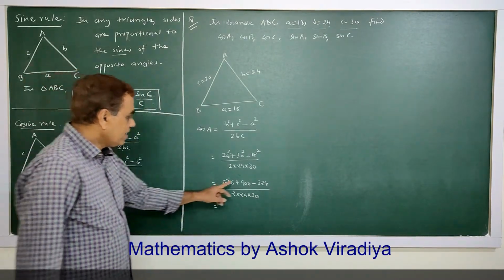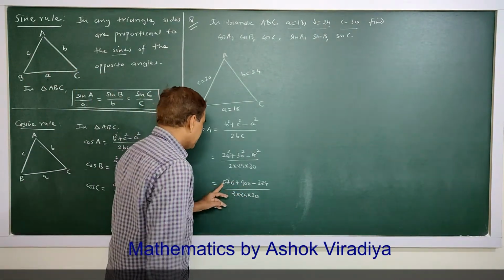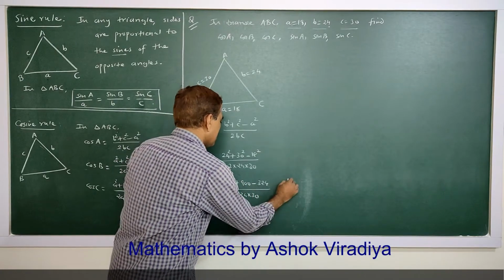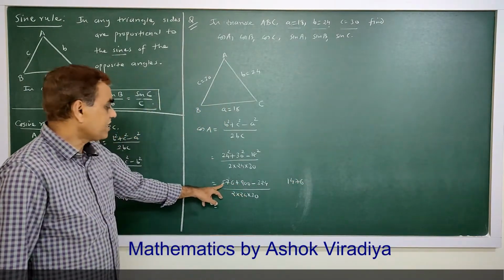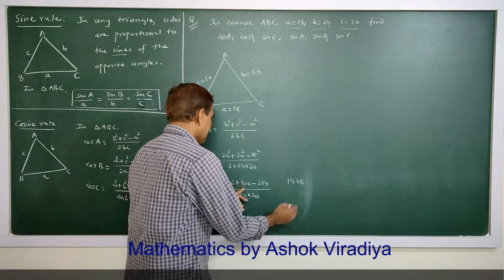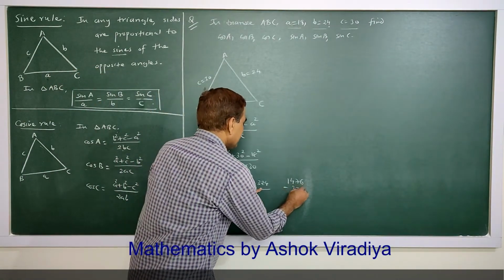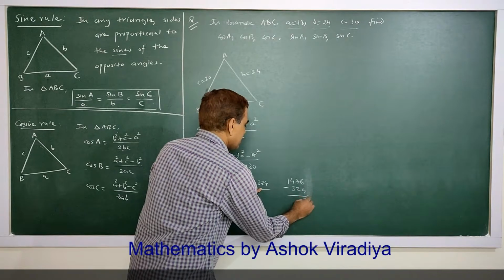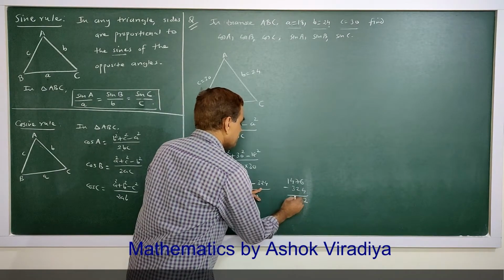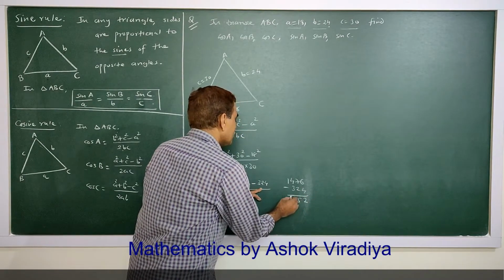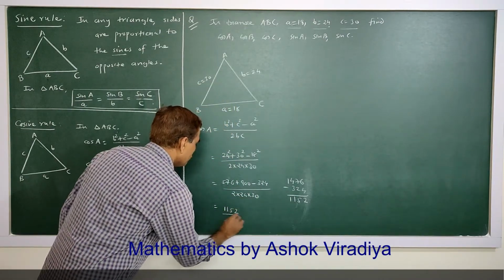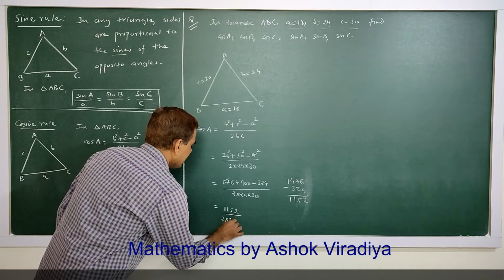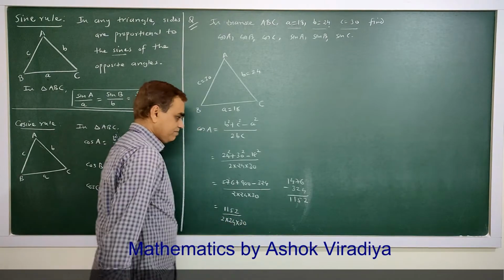Now 900 plus 576 is 1476. 1476 minus 324 is 1152. So this is 1152 upon 2 into 24 into 30.